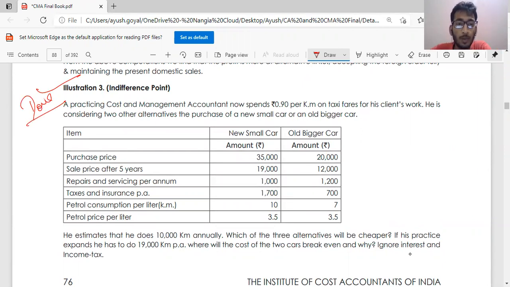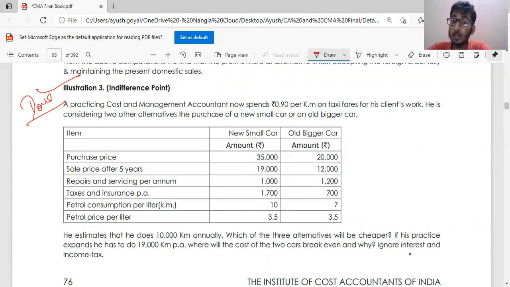A practicing cost and management accountant now spends 90 paisa per kilometer on taxi fare for his client work. He's considering two other alternatives, either to purchase a small car or an old bigger car. So either a new small car or an old big car. Purchase price, resale price, repair and maintenance cost, taxes, petrol, and petrol price are given to us. Petrol consumption per liter, I'm sorry, so basically mileage is given. So 10 kilometers in 1 liter.